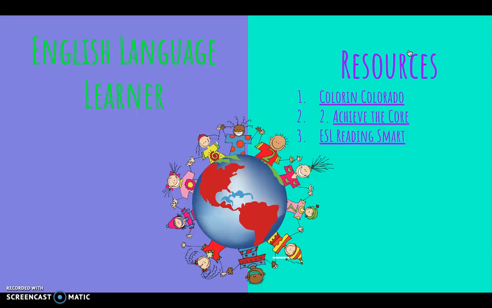The final category is actually not an exceptionality, but it is that of the English language learner, and they're often found in conjunction with another exceptionality. So we need to be aware that we very well could be working with an English language learner or ELL student in the special education departments.